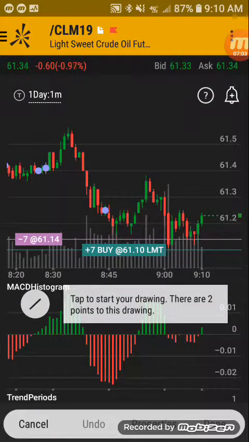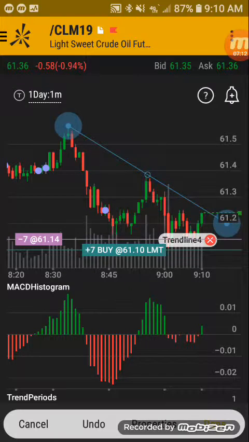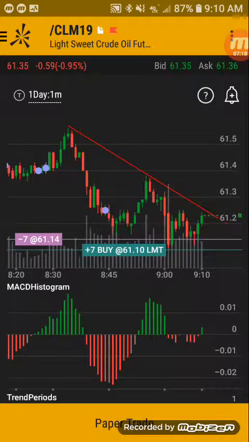Tap to start your drawing. There are 2 points to this drawing, so point 1 should be the highest high you see, and point 2 another high. Tap the screen to set the trend line. Now you got a reference. If it breaks through that trend line, it starts going against you, probably want to get out of the trade.